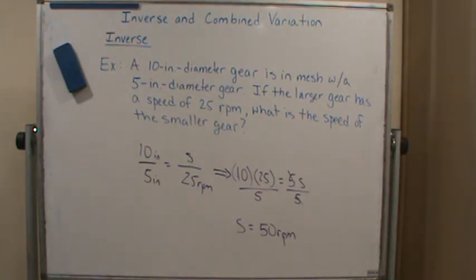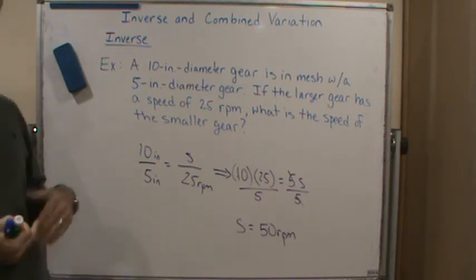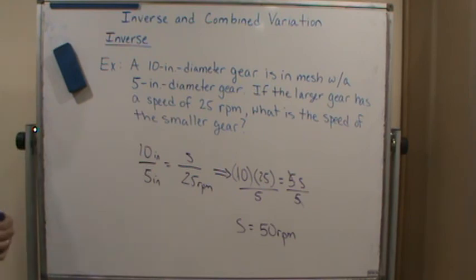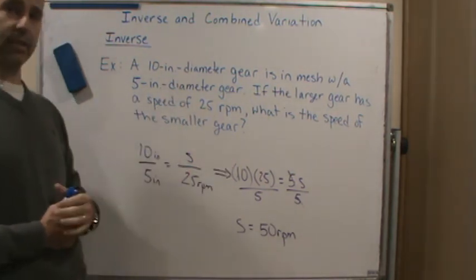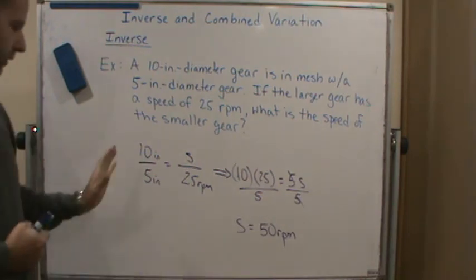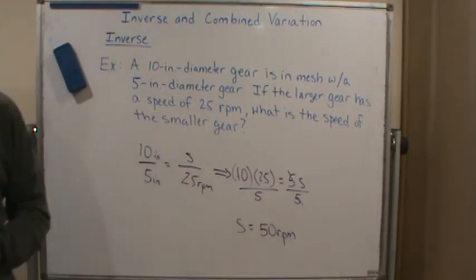And that's the answer. So again, as soon as you know that the variation is inversely related, or one variable varies inversely as the other variable, then this is the way you set it up.